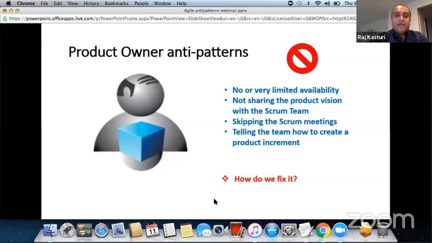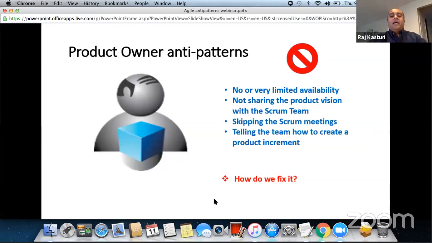But let's talk about the product owner anti-patterns. The product owner's role is, all the roles are crucial and important for a Scrum team. But the product owner's availability is very, very important. In my experience, if the product owner has limited availability or is not available, the team is not successful.